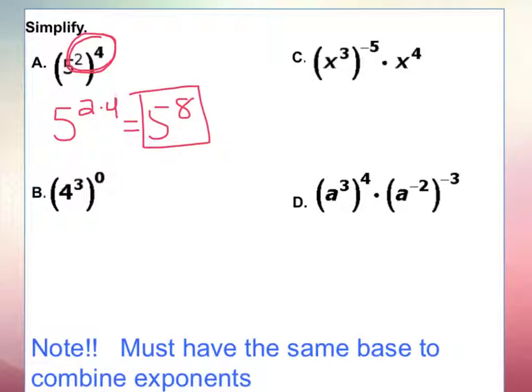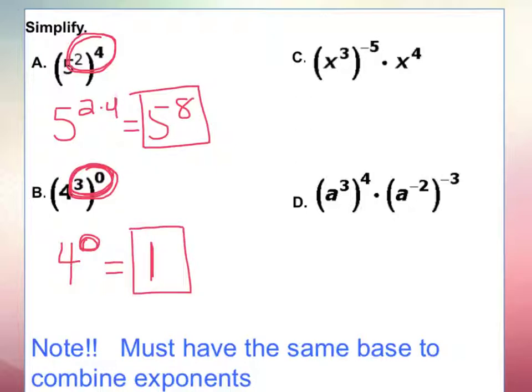Okay, let's look at example B. You have 4 to the 3rd power to the 0 power. So here we're going to multiply the exponents. So I get 4 to the, 3 times 0 is 0. And any number raised to the 0 power is 1. That's our final answer.